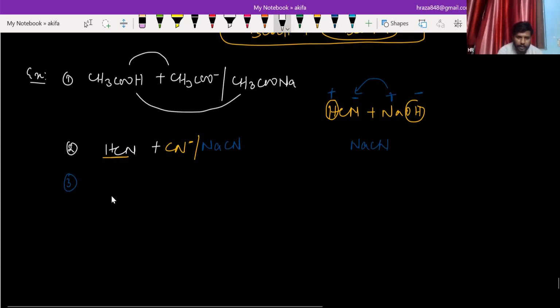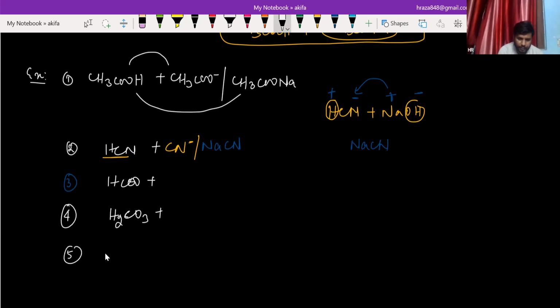In the next examples, you have to solve on your own. Third, I'm going to take HCOOH, and you have to make its conjugate base as well as its salt with a strong base. Fourth is H2CO3. Fifth is H3PO4. Sixth is H3PO3. So please solve it and let me know.